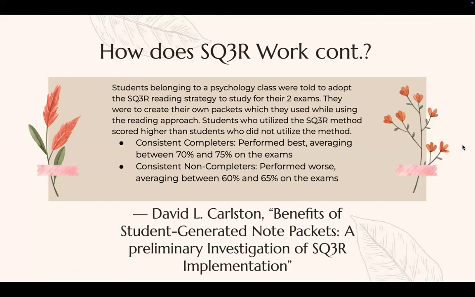Now, David L. Carlston performed a study that involves SQ3R, in which psychology students used the approach to study for their 2 exams. There were students who completely used the approach and performed best, averaging between 70 and 75% on their exams, while students who did not use the approach either at all or completely performed worse, averaging between 60 and 65% on their exams.